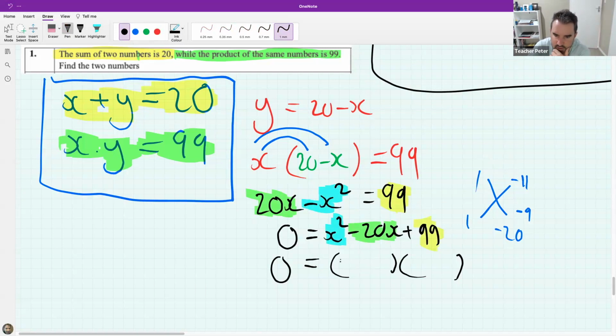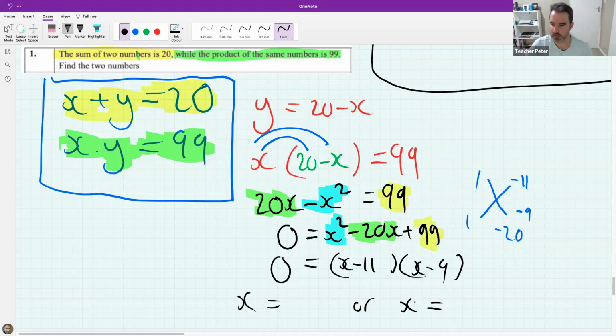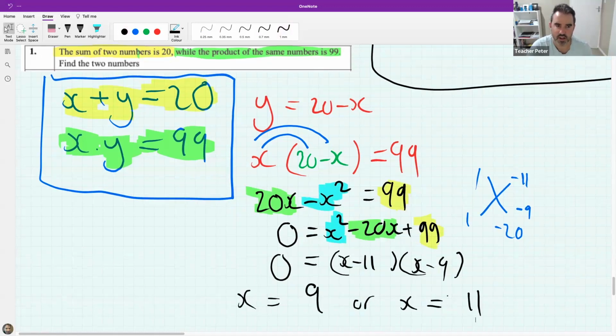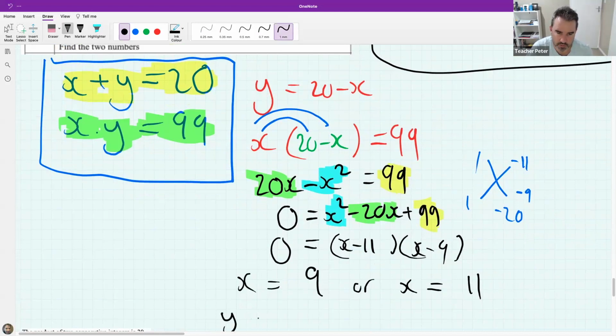So we have x minus 11, x minus 9. So what are the two possibilities going to be for my x values? So x is 9 or x is 11. And what are the two possibilities for my y values going to be?